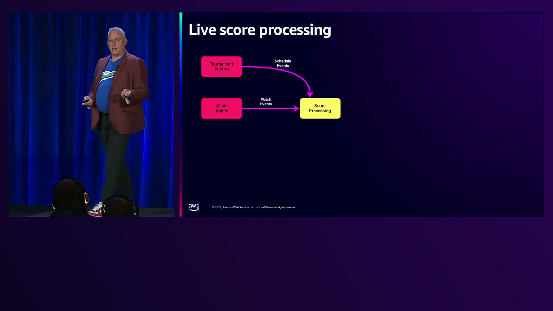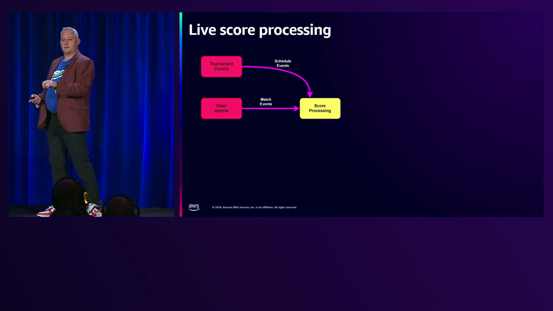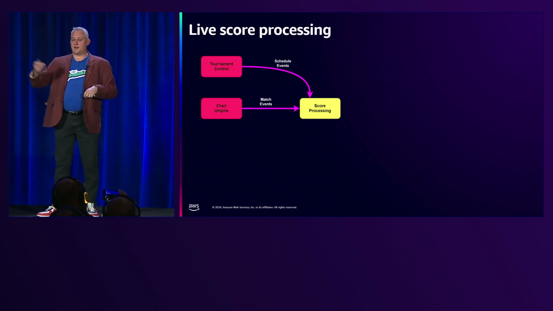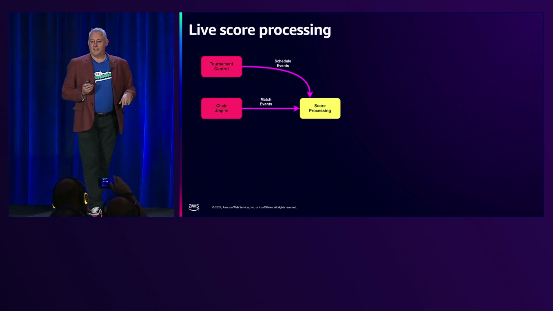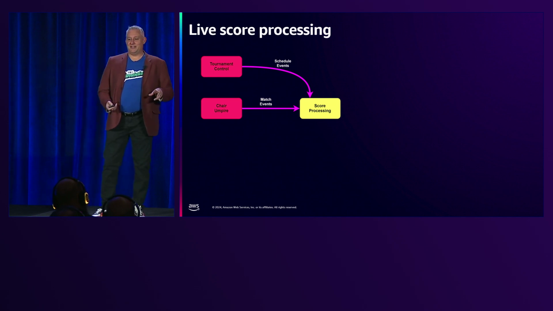We've got a chair umpire. These are people with buttons. They press them, an event comes off. They press it again, another event goes off. They keep pressing it, more events go off. It's all driven by human hands, this system. So it's kind of interesting when you design systems like that. And we'll dig a little bit into that.